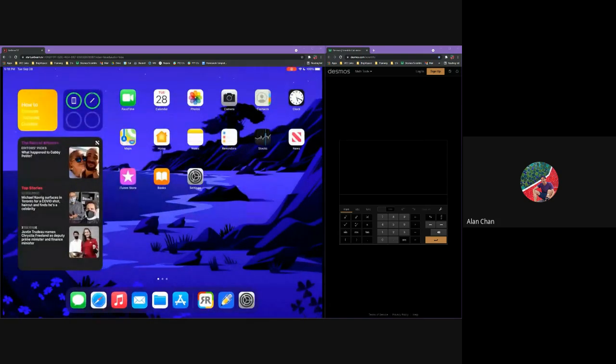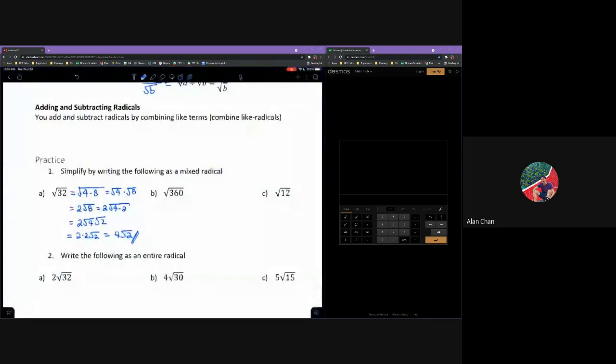Let's go back to this. Okay, so as I mentioned, we can separate this 360 into 36 times 10. Let's write that out. This is equal to 36 times 10. And of course, we know this is going to be root 36 times root 10, which is then going to be 6 root 10.